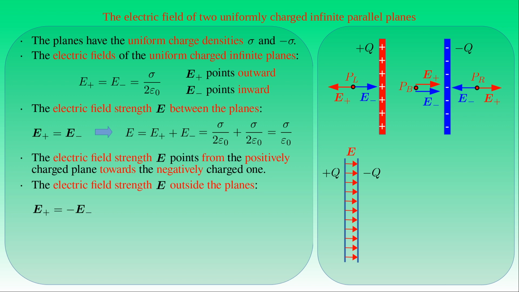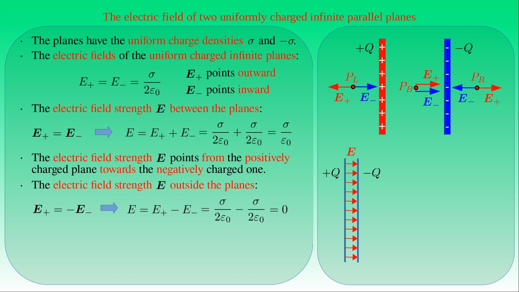As a result, the magnitude E of the net electric field on those spatial domains is given by the difference of the magnitudes E sub plus and E sub minus. Then we have sigma over 2 times epsilon naught minus sigma over 2 times epsilon naught, which gives 0. That is, in the left and right-hand side regions of the planes the electric fields E sub plus and E sub minus cancel out and the net electric field E vanishes.